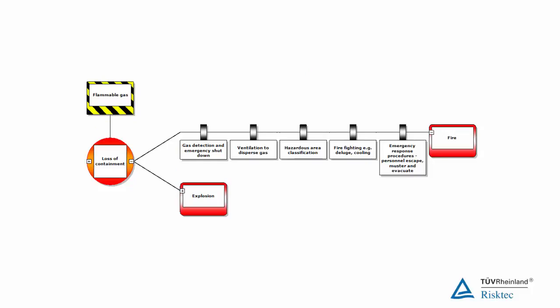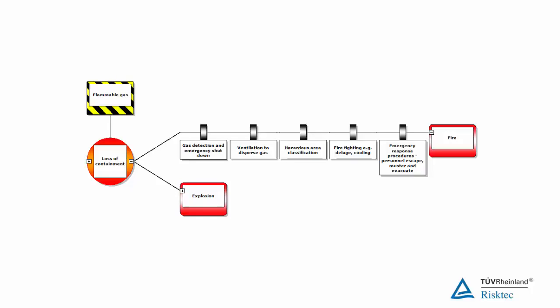The right side of the bowtie is populated in a similar way, but this time we ask, given that we have lost control of the hazard, how might we limit the extent of the consequence? So, for the fire consequence in the example, we would expect to have gas detection systems in place that automatically shut down operations on confirmed gas and therefore reduce the likelihood of ignition.